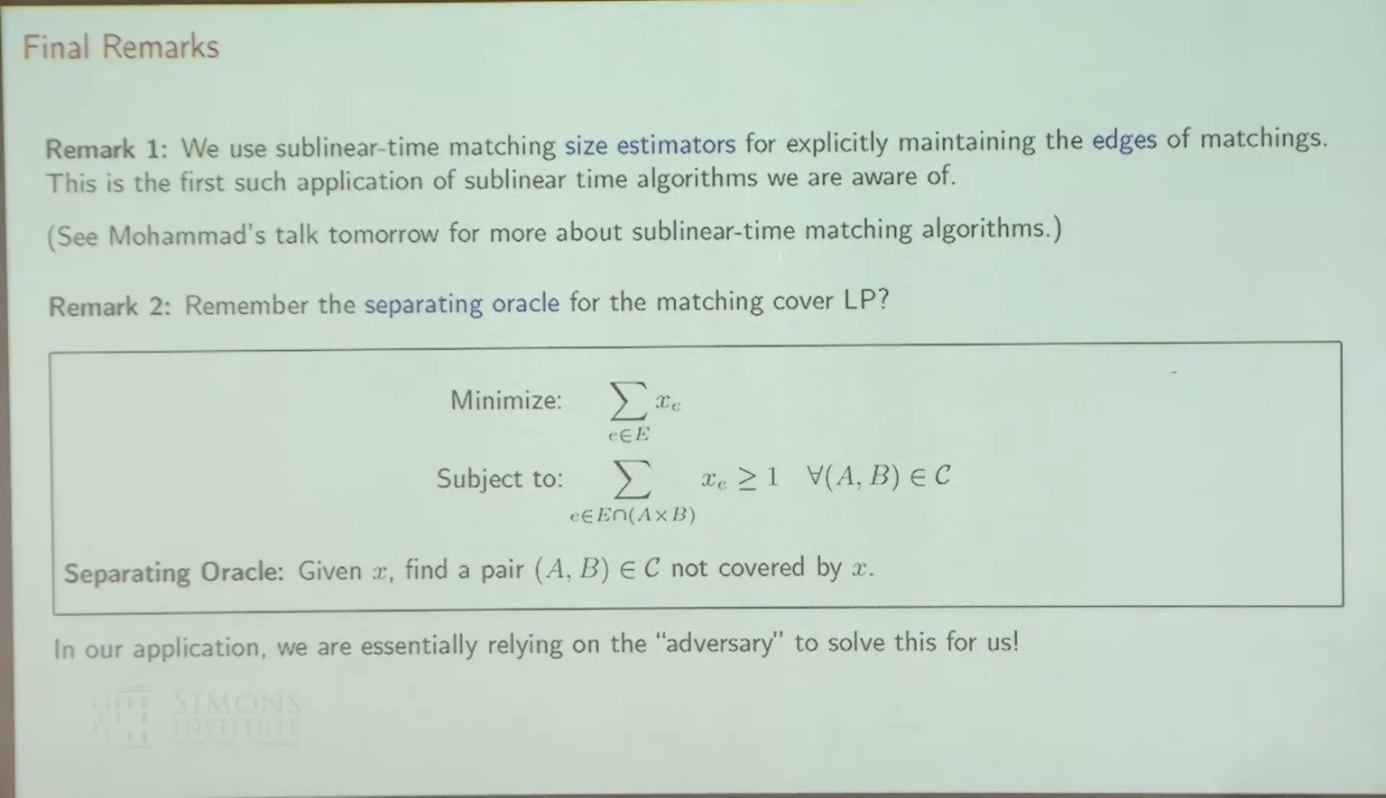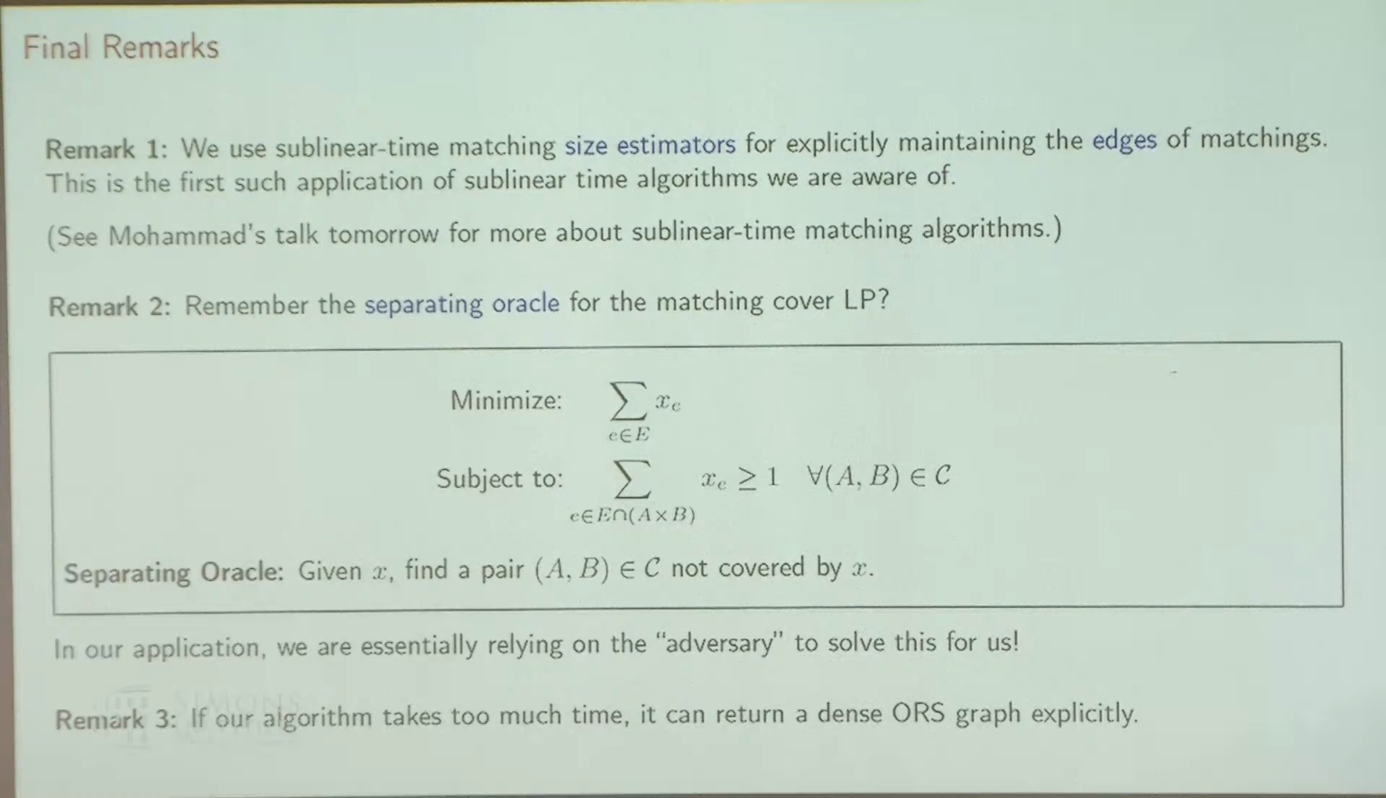And let's go back to the separating oracle I discussed. If you look at the separating oracle for this LP, we want to, given x, find a pair that's not covered by x. We don't know how to solve this separating oracle, but in this application, we're essentially relying on the adversary to solve it for us. The adversary is basically giving us this subset U. If we are covering it so far, great. If not, it tells us that it solves the separating oracle for us. So we're using the adversary to our advantage to solve the separating oracle problem.